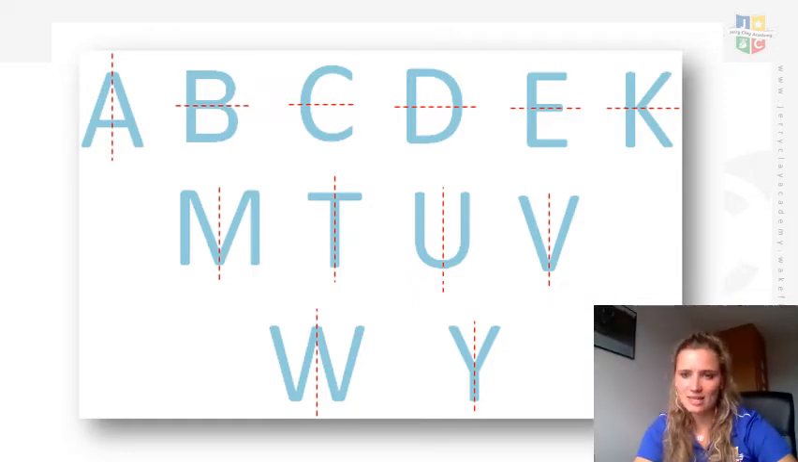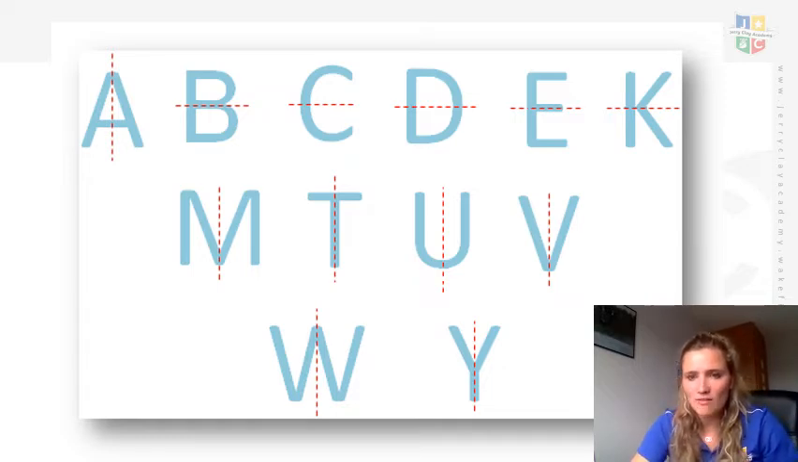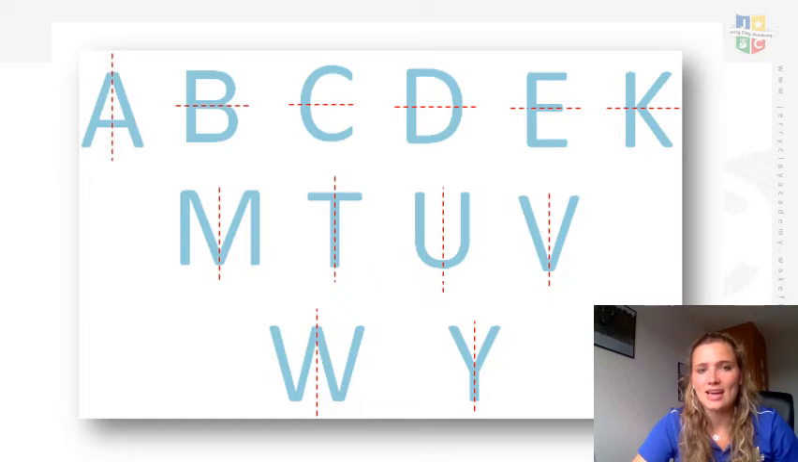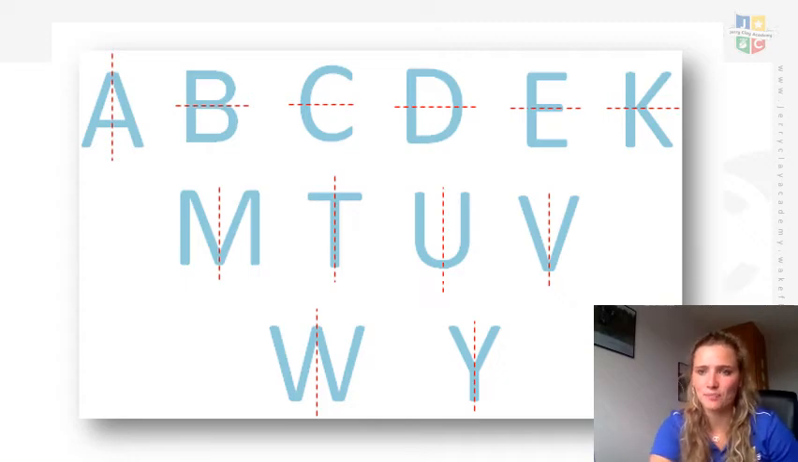So you should have found these were the letters. A, M, T, U, V, W, Y were all vertical lines of symmetry, and B, C, D, E and K were all horizontal lines of symmetry. If you haven't, can you now see from the examples that I've given on here how both sides reflect each other? They're exactly the same.